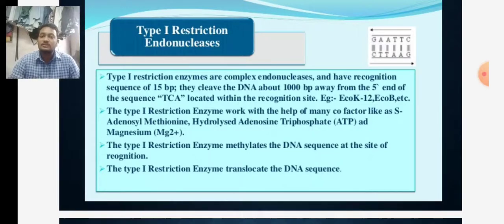We have already discussed what methylation is. Methylation means it can repress gene expression. So it carries out methylation also, at the recognition site. The type I restriction enzyme also translocates the DNA sequence. Translocate means movement. So it can move to the restriction site, for the purpose of cleavage.